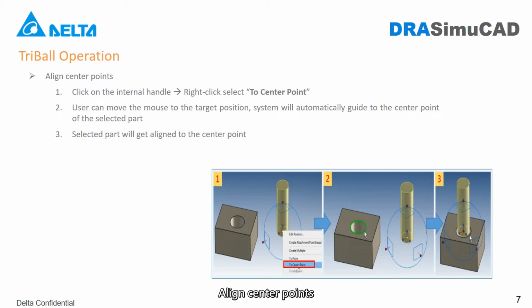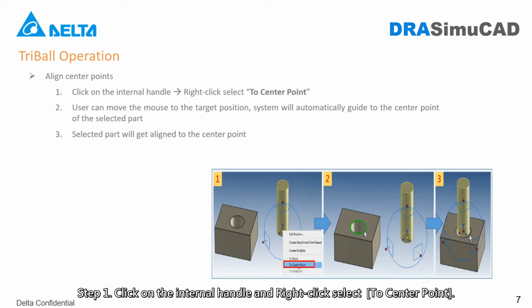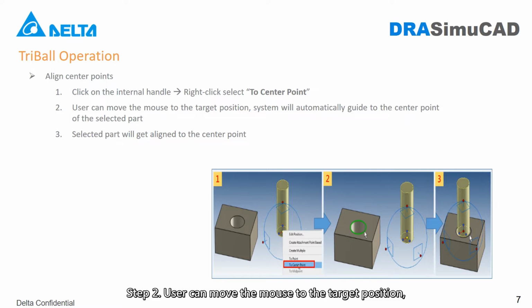Align center points. Step 1. Click on the internal handle and right-click, select to center point. Step 2. The user can move the mouse to the target position. The system will automatically guide to the center point of the selected part. Step 3. The selected part will get aligned to the center point. Demo video as follow.